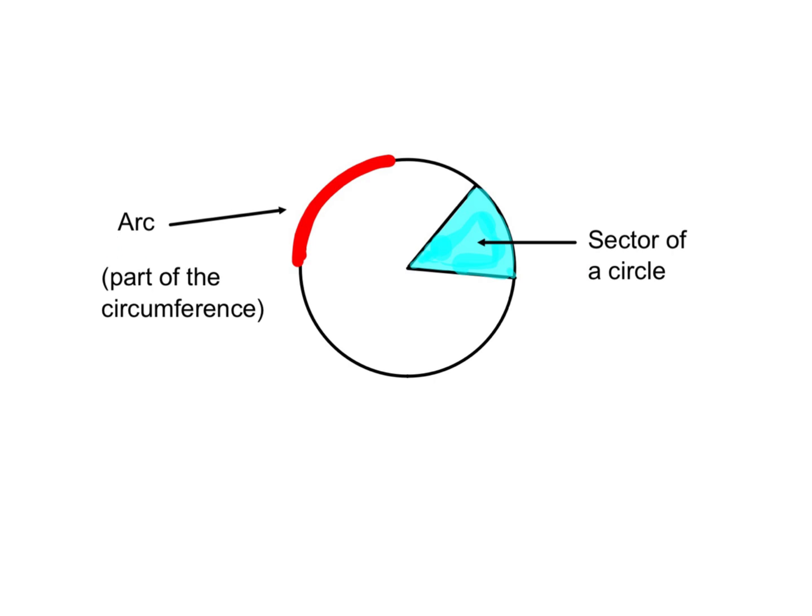Now, two other terms then we need are arc and sector. The arc is basically part of the circumference. So the circumference of a circle is the total distance around all of the circle, whereas an arc is just the distance around a part of the circle here. So an arc is just a part of the circumference. The sector of a circle is just two radii joined obviously to the centre because of the radius, and it's this shaded area here.